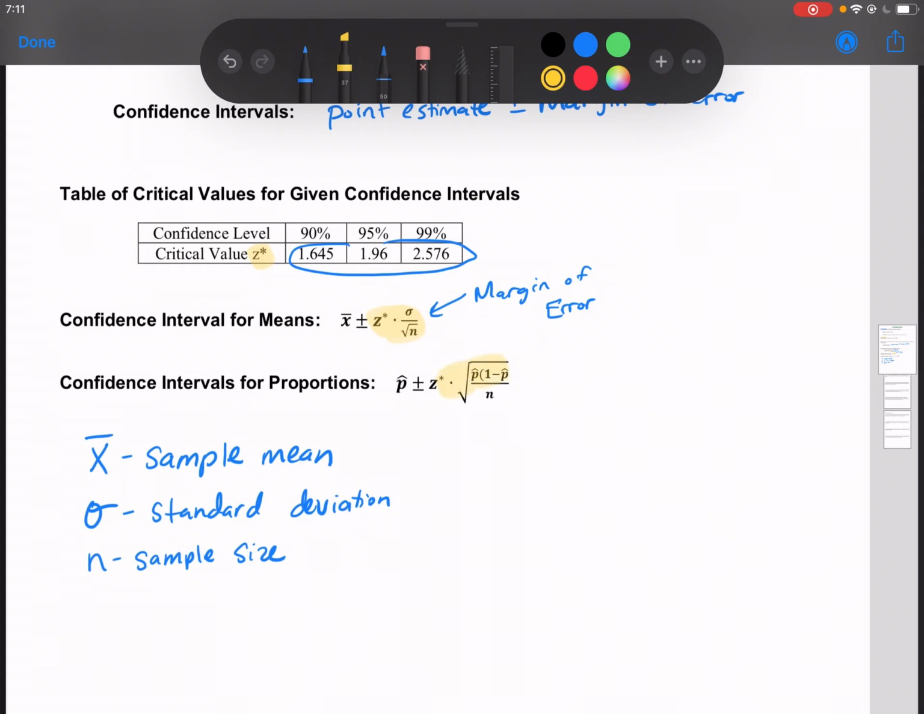Same thing with this one right here, which is the way you calculate the confidence interval for proportions. The little p hat, we call it p hat, represents your sample proportion. So you take that point estimate, in this case the sample proportion, and add or subtract the critical value multiplied by the square root of the sample proportion times (1 minus the sample proportion), all of that over the sample size. So n still stands for sample size.